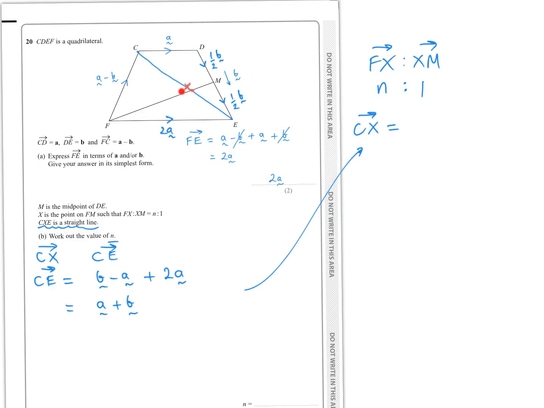So I kind of have to know what fx is as the vector first. So I think there's a couple of things I have to find first. As I'm going to be finding fx, I need to find what fm is first. Okay, so a little side thing to find would be fm.